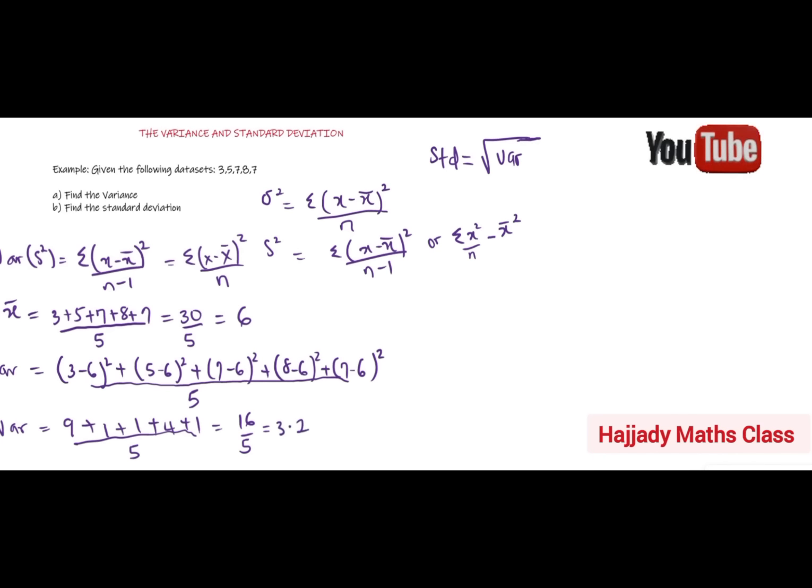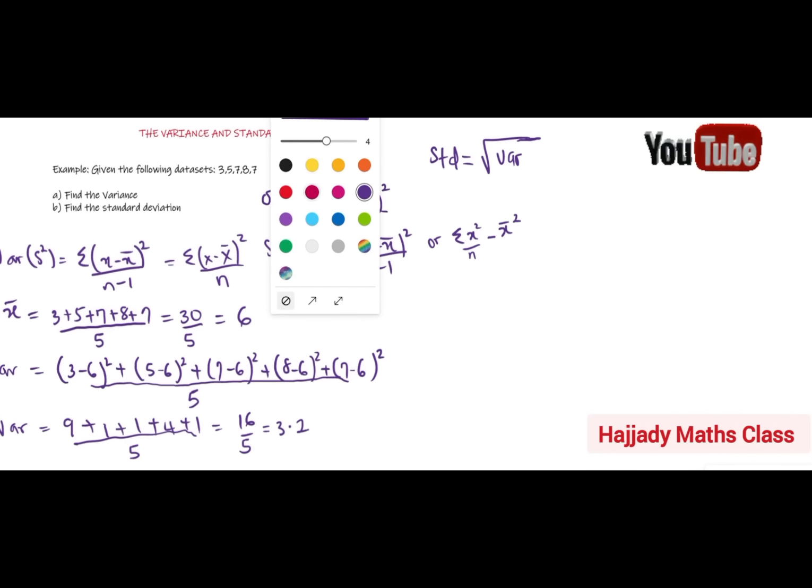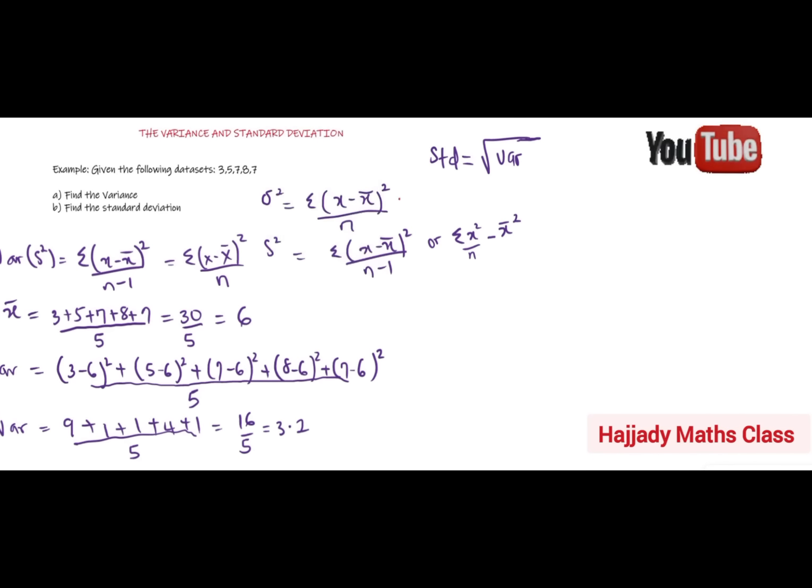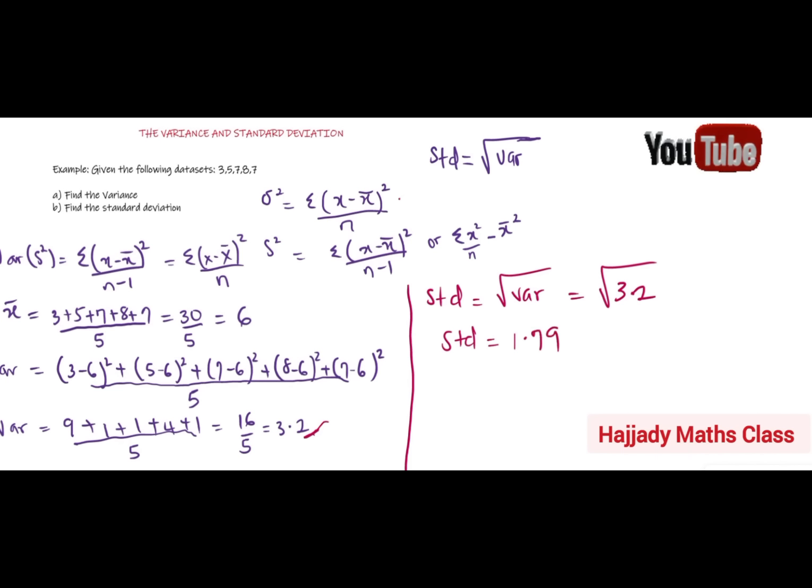Mind you, don't forget that from here, our standard deviation, that's for our variance, right? So calculating our standard deviation is the same thing as saying the square root of our variance. And don't forget our variance here is 3.2. So this is the same thing as saying the square root of 3.2. So our standard deviation in this case is going to be 1.79. So this is for the first method.